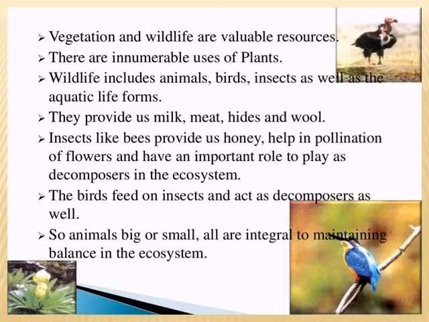Wildlife includes animals, birds, insects, as well as aquatic life forms. They provide us milk, meat, hides, and wool. Insects like bees provide us honey, help in pollination of flowers, and have an important role to play as decomposers in the ecosystem. The birds feed on insects and act as decomposers as well. So animals, big or small, are all integral to maintaining the balance of the ecosystem.